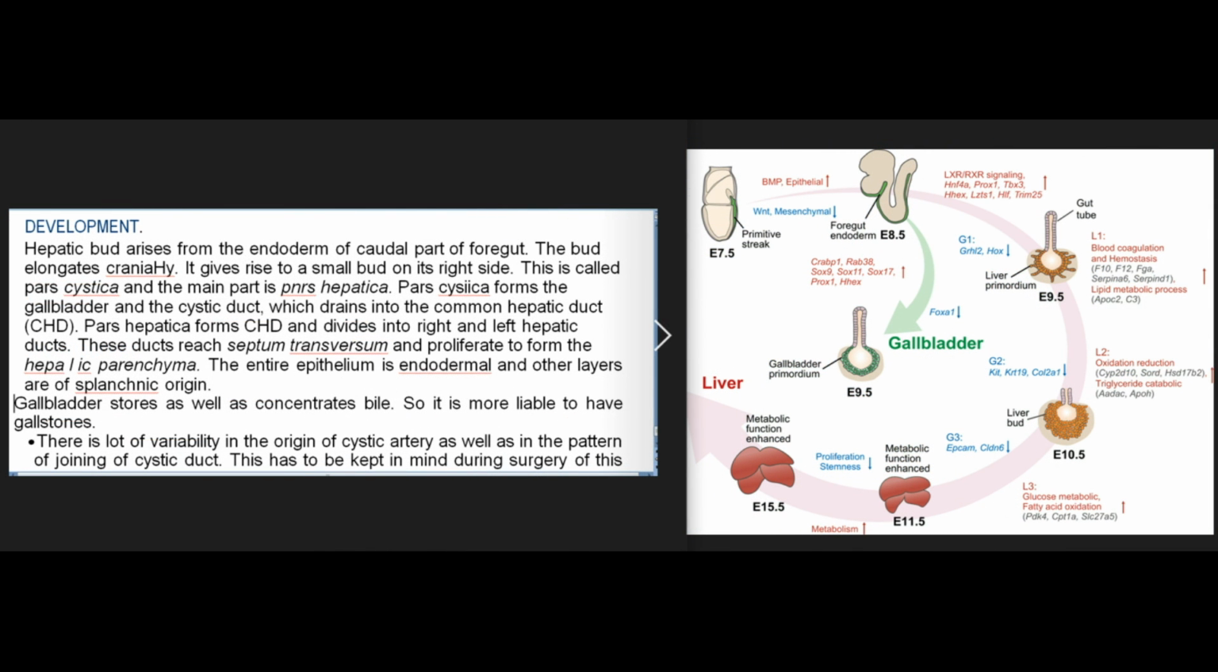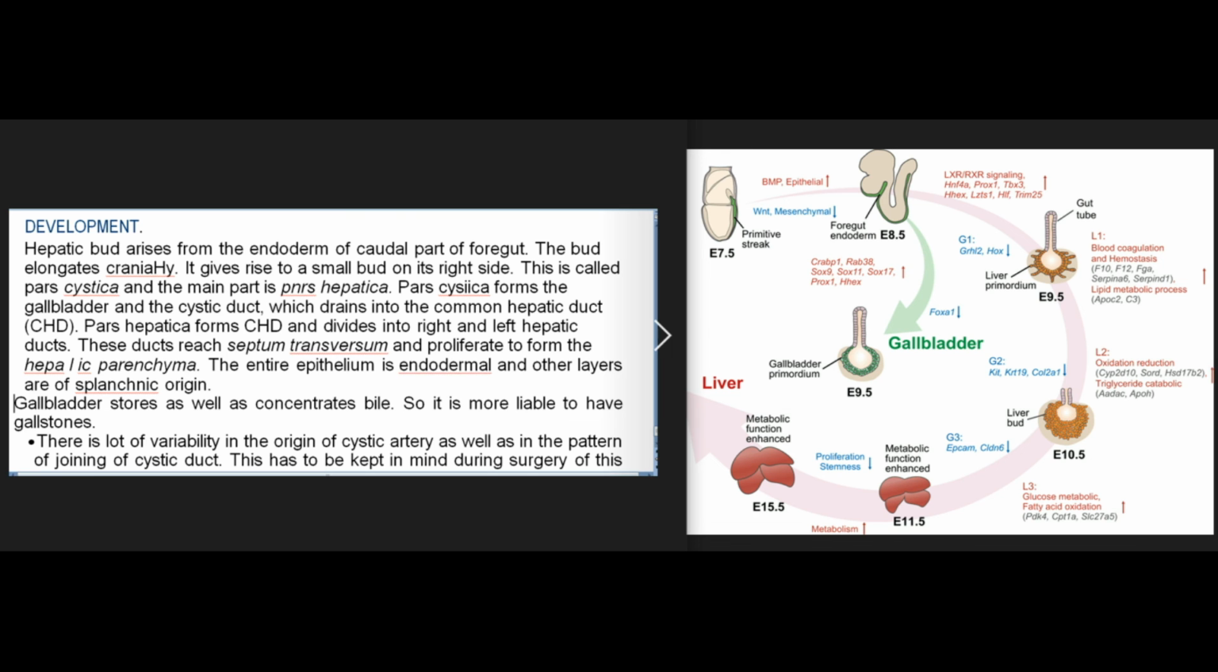Development. Hepatic bud arises from the endoderm of caudal part of foregut. The bud elongates cranially. It gives rise to a small bud on its right side. This is called pars cystica and the main part is pars hepatica. Pars cystica forms the gallbladder and the cystic duct, which drains into the common hepatic duct, CHD. Pars hepatica forms CHD and divides into right and left hepatic ducts. These ducts reach septum transversum and proliferate to form the hepatic parenchyma. The entire epithelium is endodermal and other layers are of splanchnic origin.